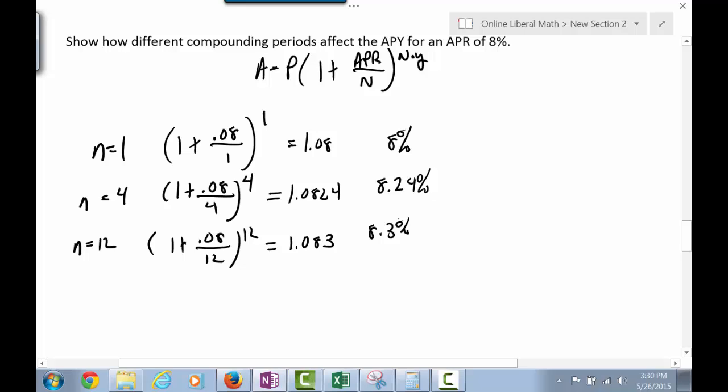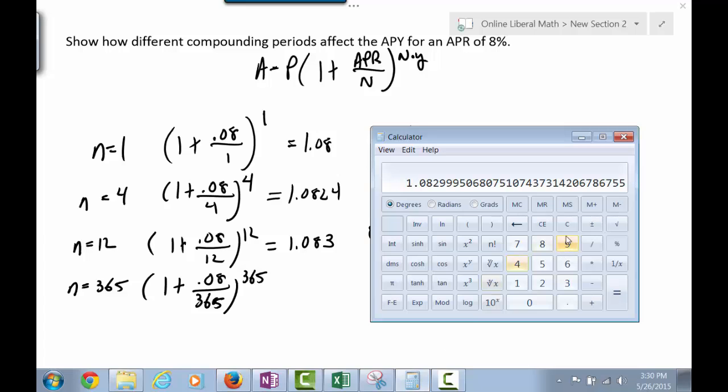Let's just look at one more. We'll go 365. So 1 plus 0.08 divided by 365 to the 365 power. All right, 0.08 divided by 365. We get that lovely number. I want to add to 1. Then I want to raise it to the 365th power. And I get 1.0833.